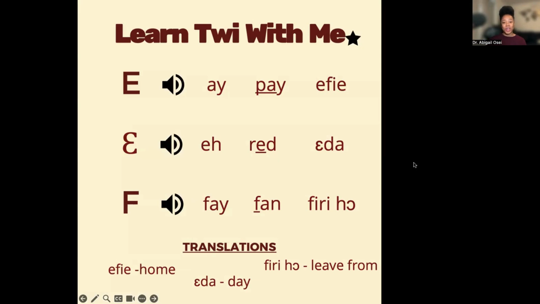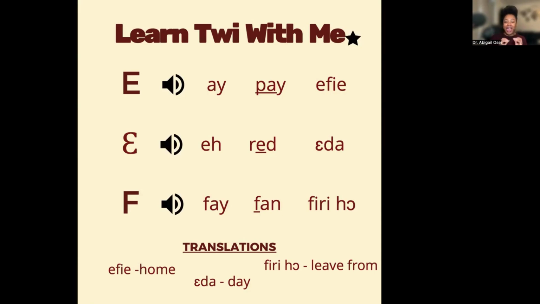What looks like the letter E in Twi is pronounced like pay. Ae, afie, home. Afie. By the end of this lesson, we'll have 22 letters times three, so you will have about 66 new vocabulary words by the time we finish today.